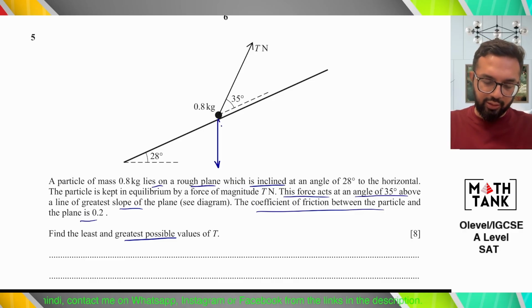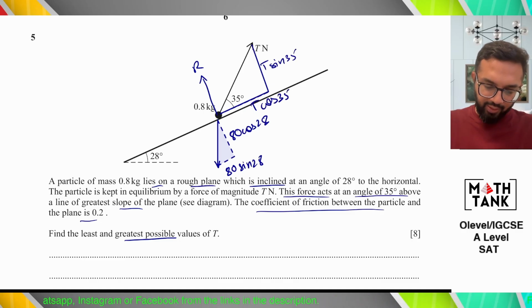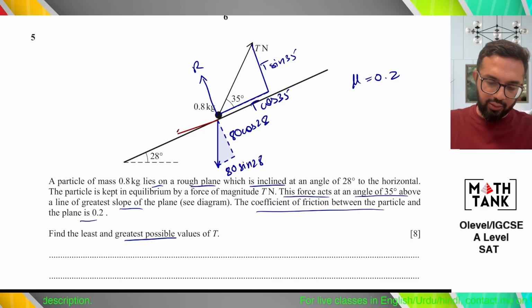Okay, first let's resolve this. This is 80 cos 20, 80 sine 28 and 80 cos 28. That's r. Resolve that. T sine 35 and t cos 35. Okay, mu is 0.2. First, let's assume that friction is pointing that way.